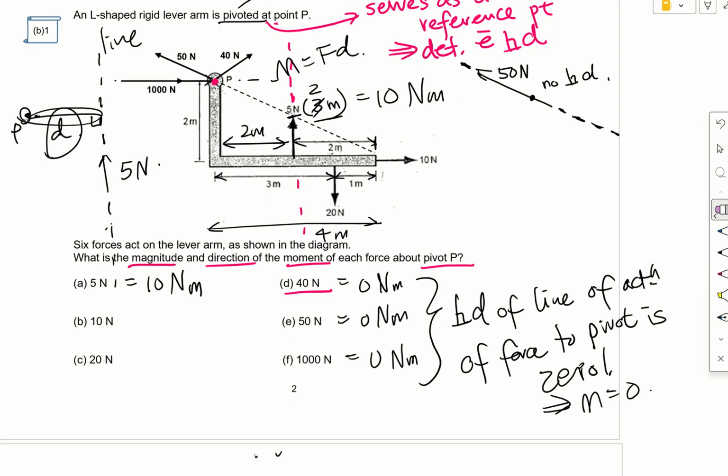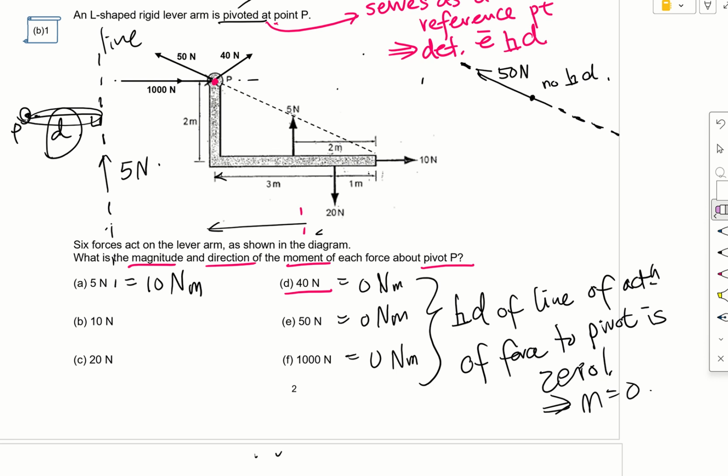Okay, again, it's a bit messy, so let me remove some stuff and just focus on the 10 Newton. Not 10 meters, 10 Newton. The force 10 Newton is here. I draw my line of action of the force for this 10 Newton.